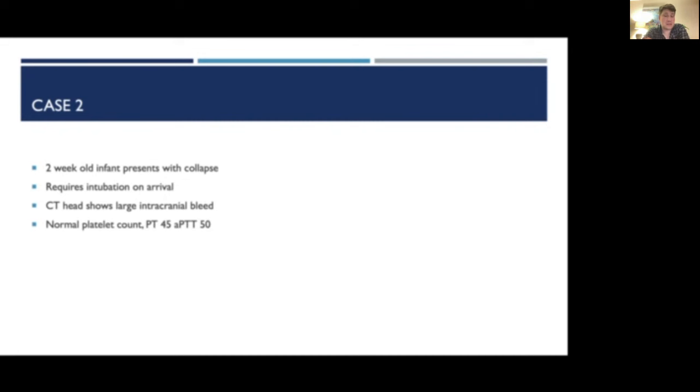And we want to assess both primary and secondary hemostasis. We do a normal platelet count, so it's likely not to be that. But the PT is 45 and the APTT is 50. So this is both an extrinsic and an intrinsic pathway. So it's unlikely that this is something like severe haemophilia or something else like that. This is combining both pathways.